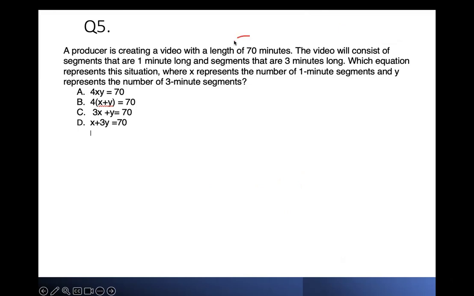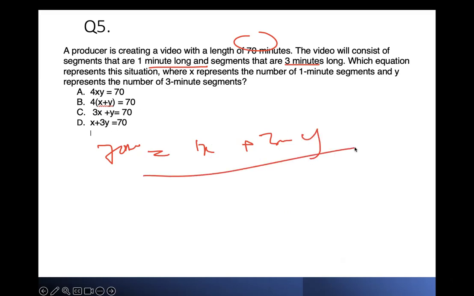A producer is creating a video of 70 minutes. I know I need 70. The video will consist of segments that are 1 minute long and 3 minutes long. That means they have to be 1 minute here plus 3 minutes here. Which equation represents the situation where x represents the number of 1-minute segments, and y represents the 3-minute segments? That's all. 70 minutes, 1x plus 3y. You see it there? Right there. This is wrong because you flipped the numbers. This doesn't make sense. You add the 3 to 1. We are not going to do that. Therefore, this is our right answer.